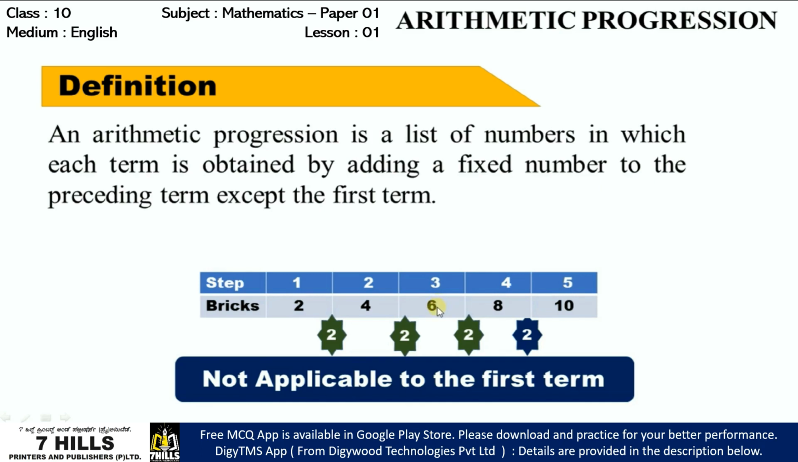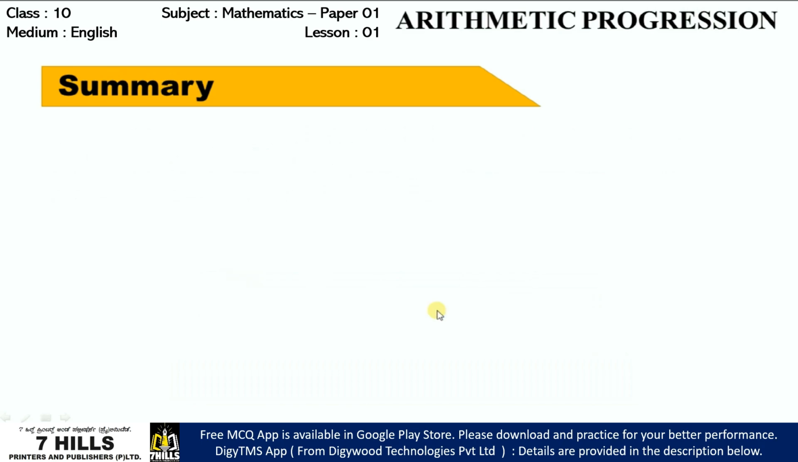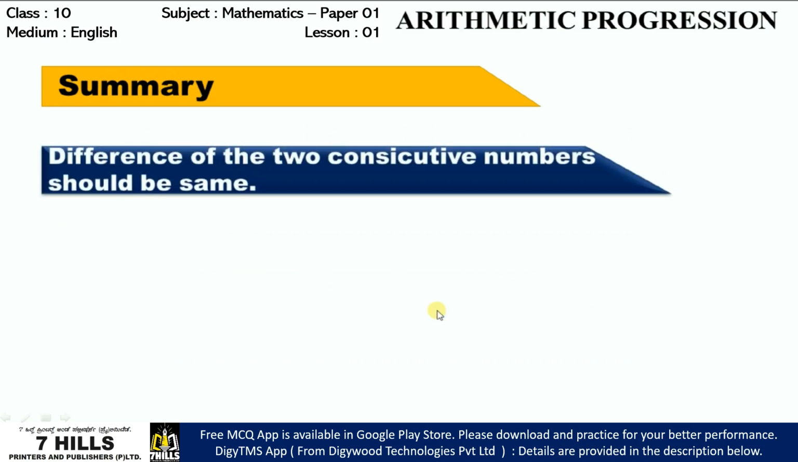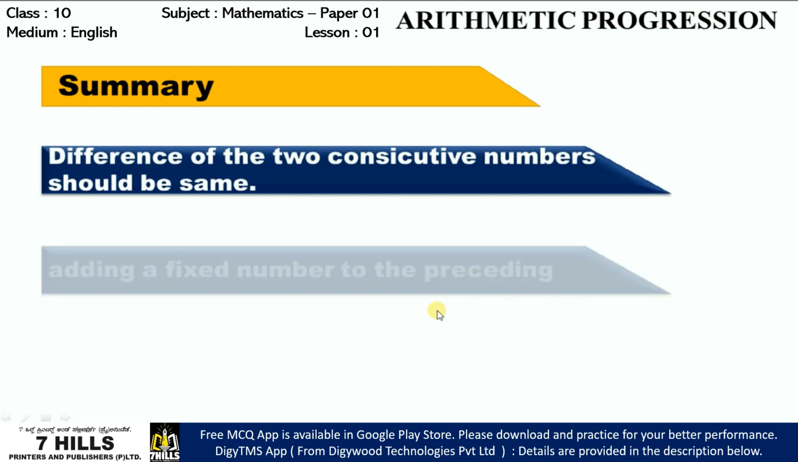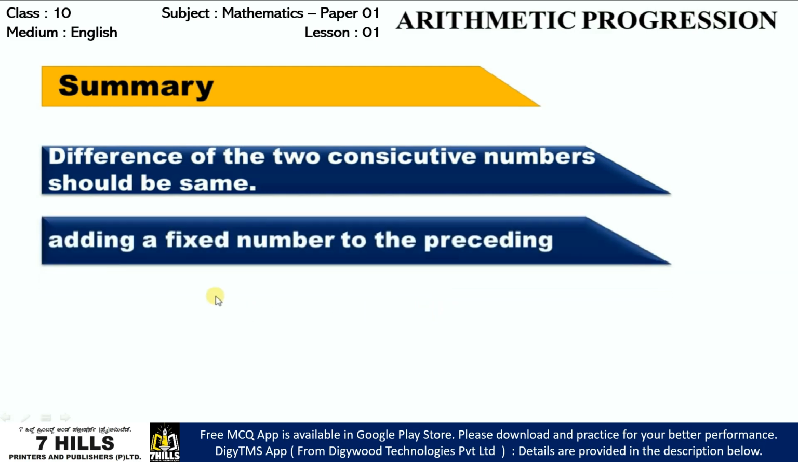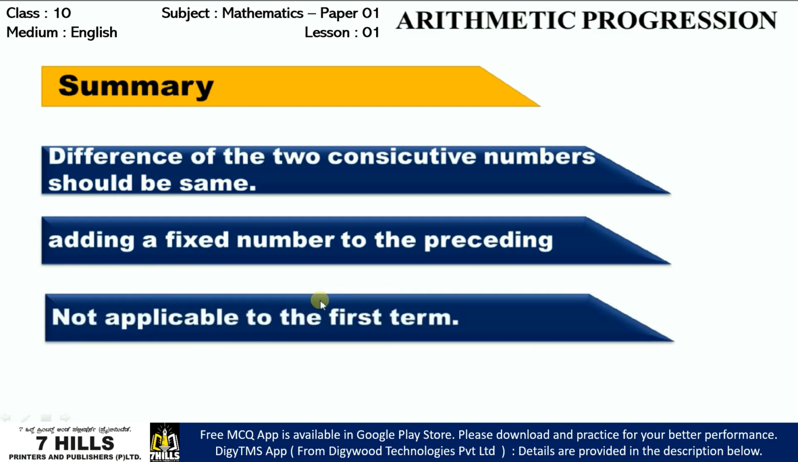Important points to note is difference between two consecutive numbers should be same. If the difference is not same, then that number list is not of arithmetic progression. Add fixed numbers or same numbers to get the next term. This rule is not applicable to the first term in the number list.